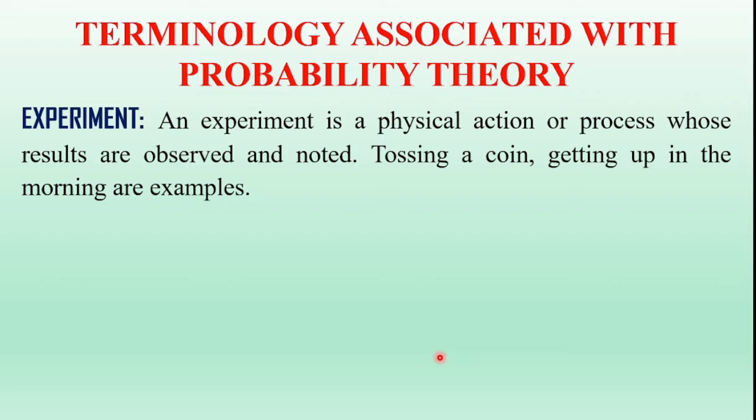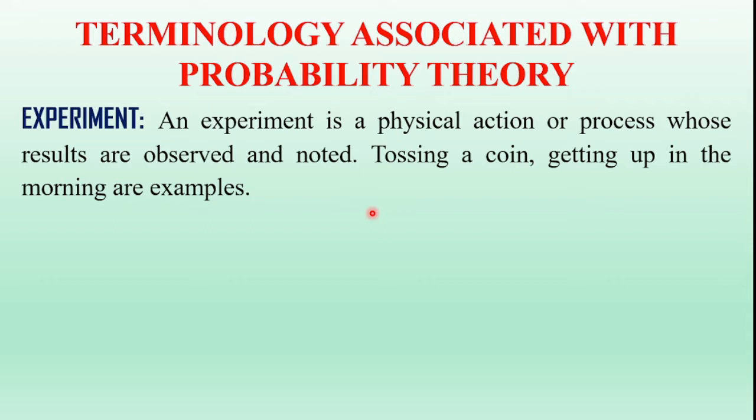In this video, we are going to discuss terminology in probability theory. There are some important terminologies in probability. The first one is experiment. And what is an experiment? An experiment is a physical action or process whose results or outputs are observed and noted.